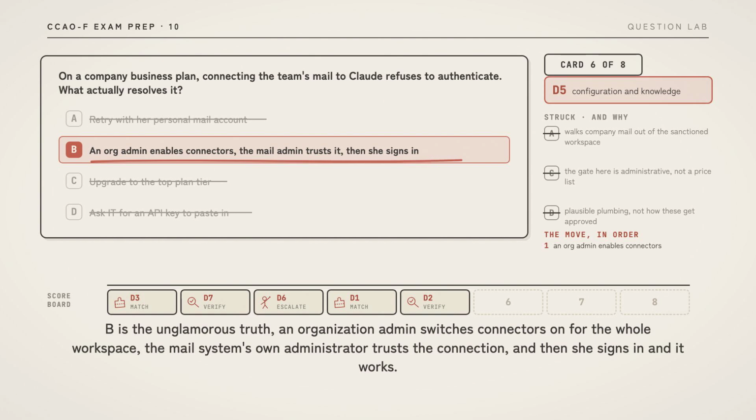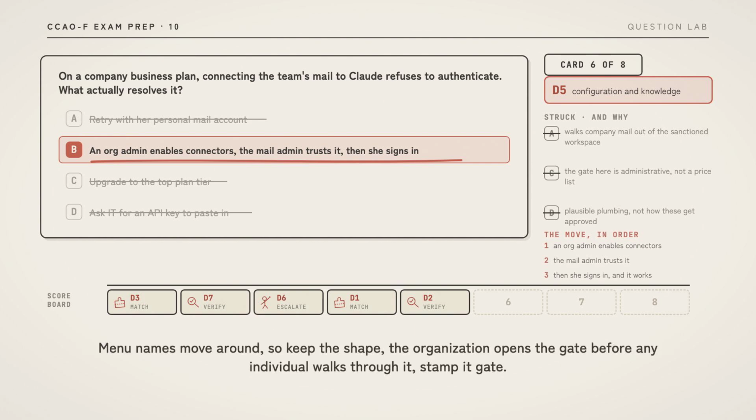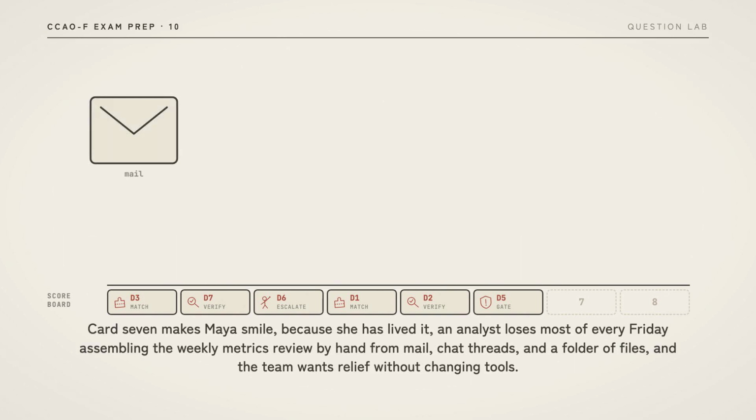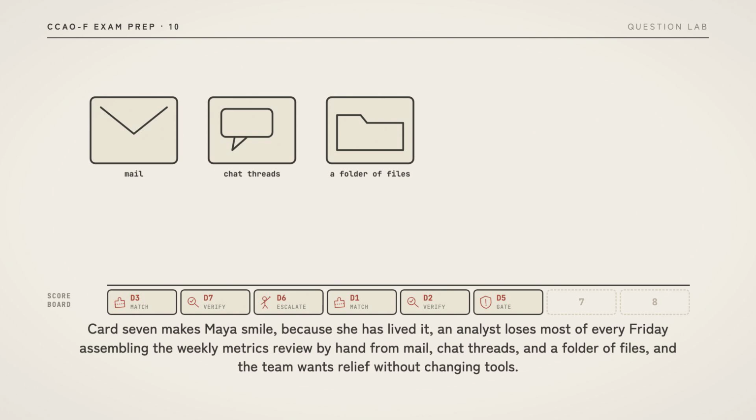B is the unglamorous truth. An organization admin switches connectors on for the whole workspace. The mail system's own administrator trusts the connection, and then she signs in and it works. Menu names move around, so keep the shape. The organization opens the gate before any individual walks through it. Stamp it gate.